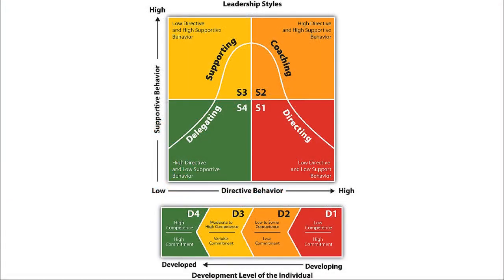The model before you illustrates how directive and supportive leadership behaviors combine for each of the four different leadership styles. The levels of development are illustrated in the lower portion of the diagram. The levels describe various combinations of commitment and competence for followers on a given goal.